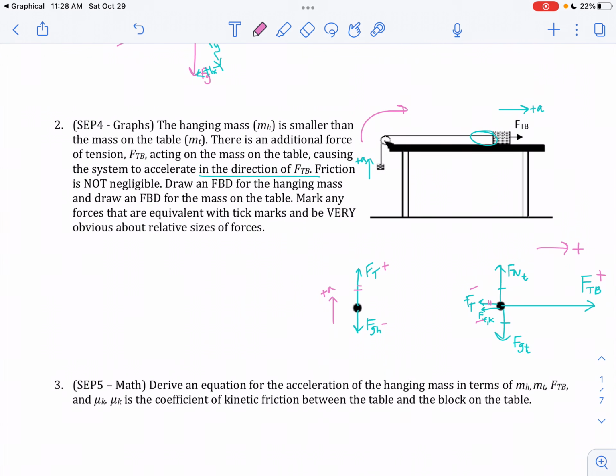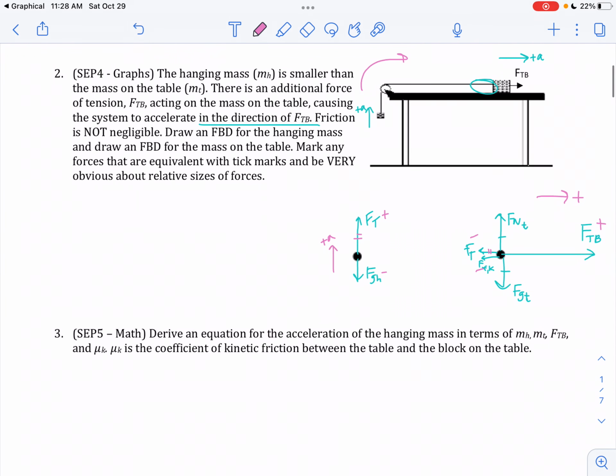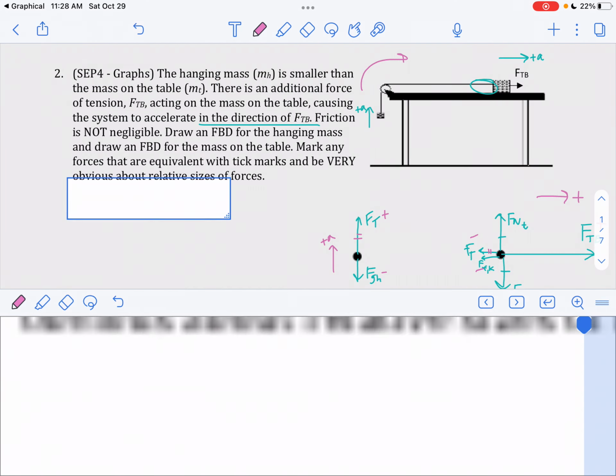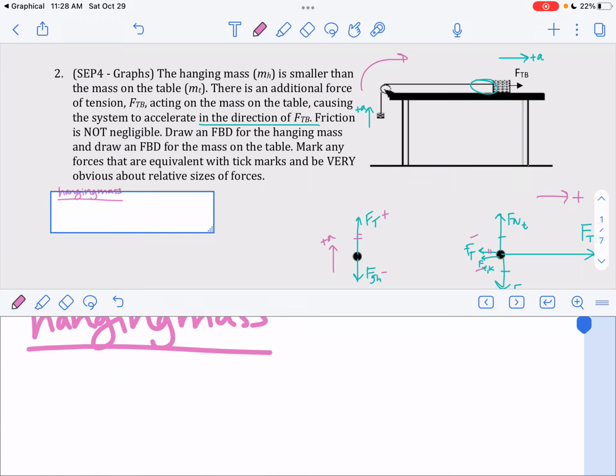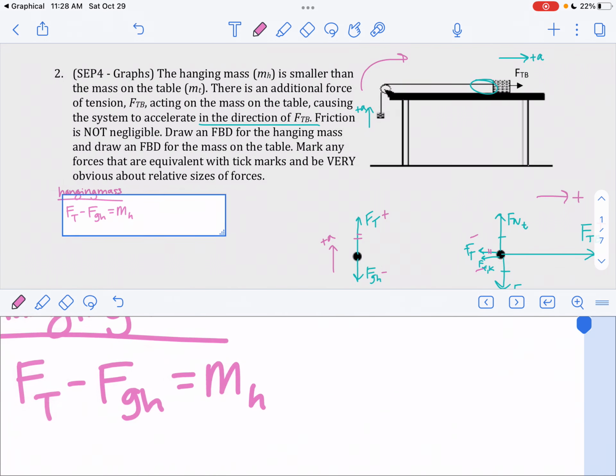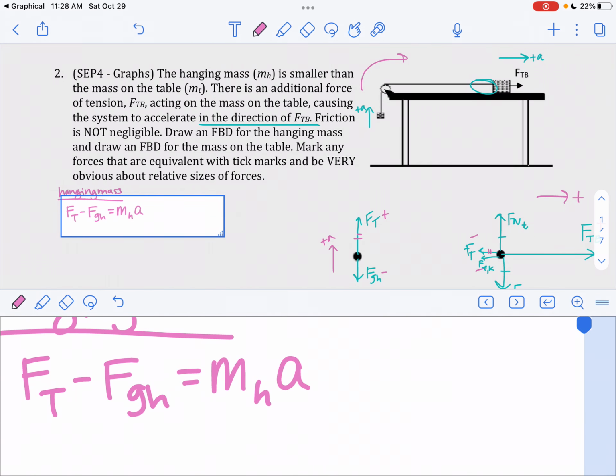Okay, now I can start to write F net equations, and I'm going to do that over here just for the sake of room. So I'm going to do the hanging mass first. And so I have FT is positive, FG on the hanging mass is negative, and then that's going to be equal to MH, because they tell me that's what I need to use, times acceleration of the system.